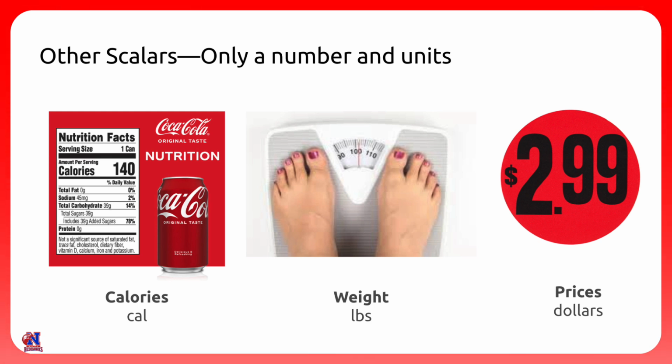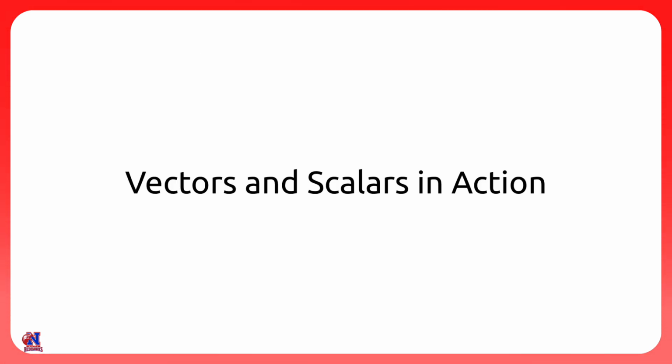There are other scalars, again, with a number and units. Calories. Coke has 140 calories a can. The units of calories. Weight is in pounds. Someone stands on a scale and they get a scalar. And then prices, you have dollars, in this case $2.99. So these are all scalars.